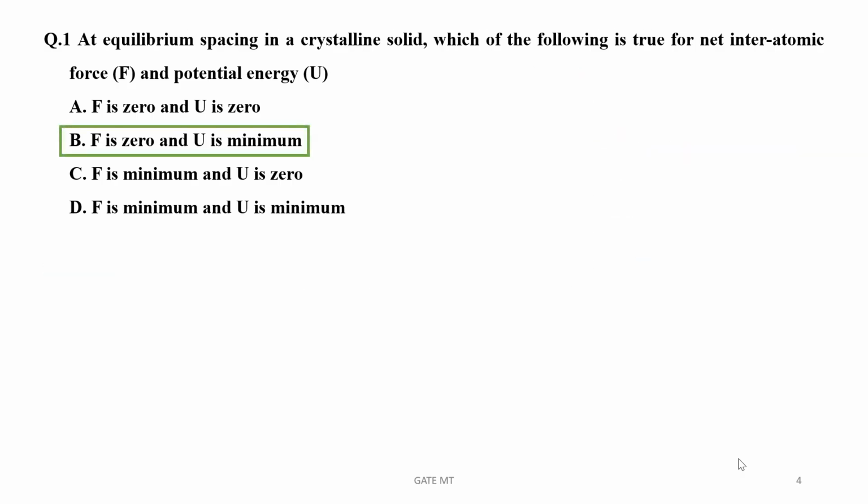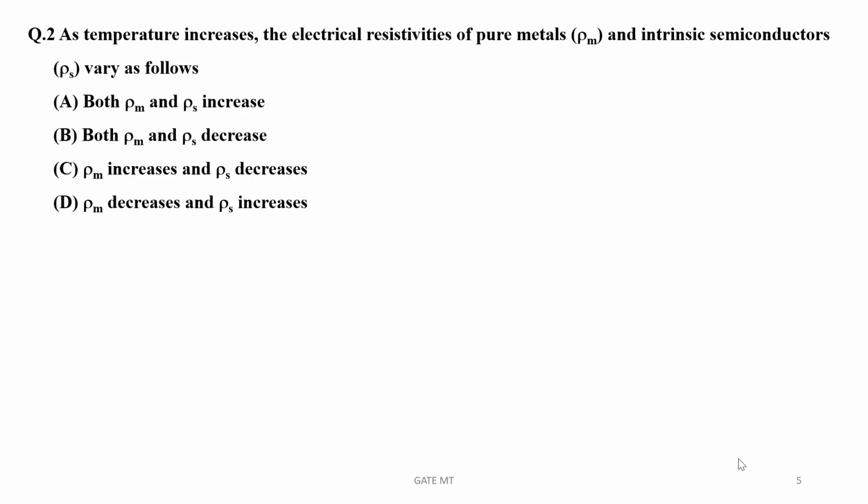Therefore, the answer will be F is 0 and U is minimum. The next is also a very simple question. As temperature increases, the electrical resistivities of pure metals and intrinsic semiconductors vary as follows. Either both of them will increase, or both of them will decrease, or one increases and the other decreases, or vice versa. So please give me your thoughts on what is possibly happening in metals and intrinsic semiconductors with increase in temperature. Can anybody answer?